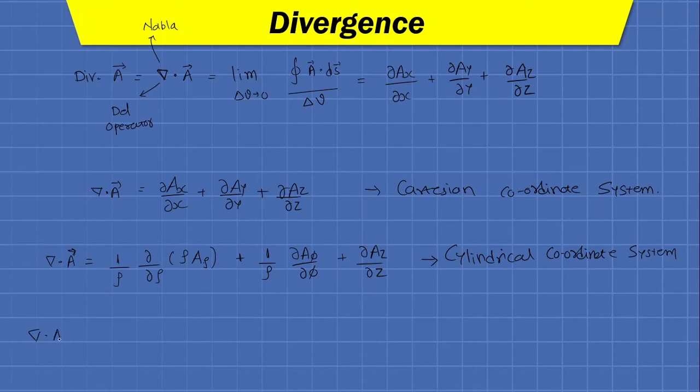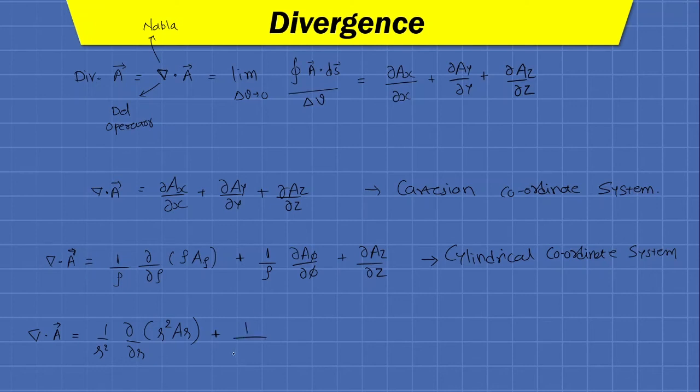Similarly, if our vector is given in the spherical coordinate system, then we can find the divergence of the same with the equation 1 upon r square del by del r of r square into ar. Here this is a very essential thing. You cannot take out this r square as a constant and cancel it out with the denominator. Fine. This multiplication is very essential. You can take the partial differentiation only after multiplying r square with ar. Otherwise you will have the wrong result. So please do not change the order of calculation.